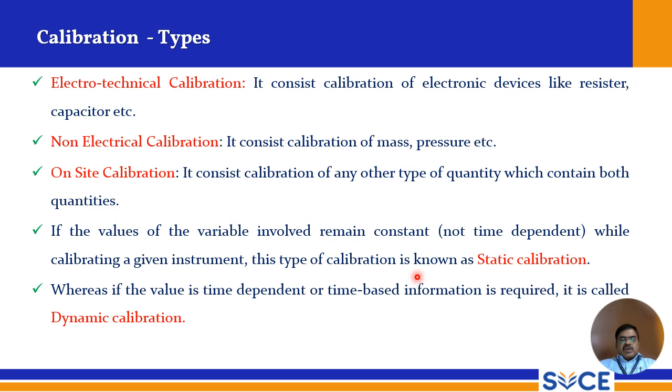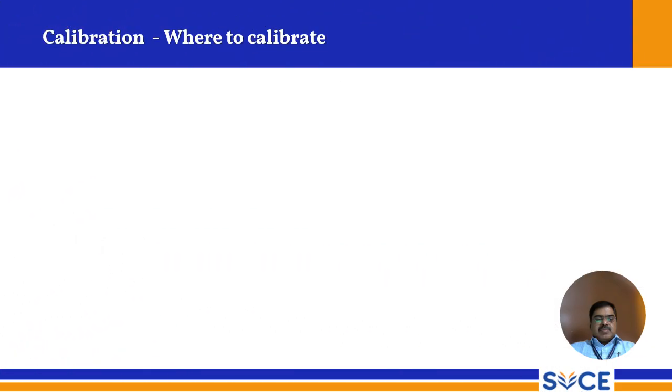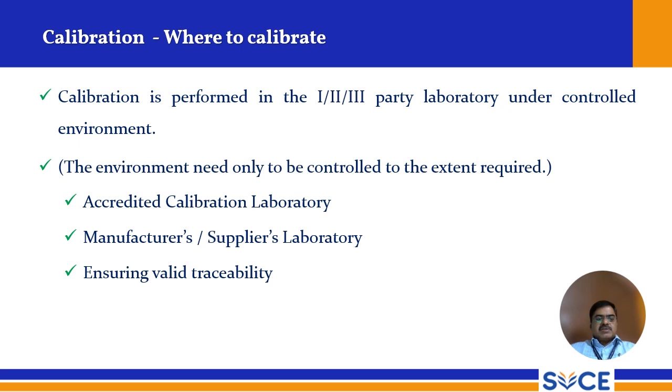So, where to calibrate? That is very important. Calibration is performed in first, second, third-party laboratories under a controlled environment. So these laboratories are maintained in controlled environments. The environment need only be controlled to the extent required. Accredited calibration laboratories, manufacturers', suppliers' laboratories ensure valid traceability.